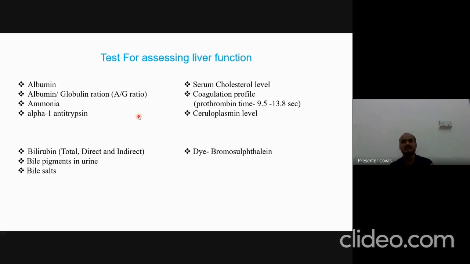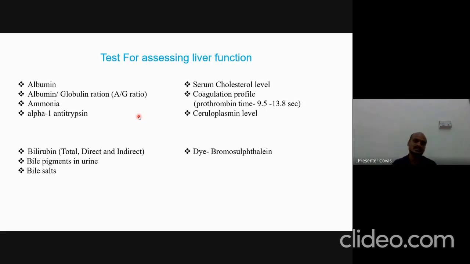Coagulation time, the prothrombin time, is there. Normally this prothrombin time is 9.5 to 13.8 seconds. The coagulation profile is an early marker. Based on the half-life of the component, we can have an early detection marker or a late detection marker. For example, prothrombin has a very short half-life, so it can be used in the detection of acute hepatic damage. If you have components with a higher half-life, you can use them for the detection of chronic hepatitis, right?